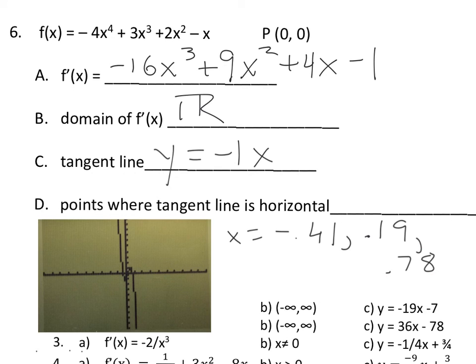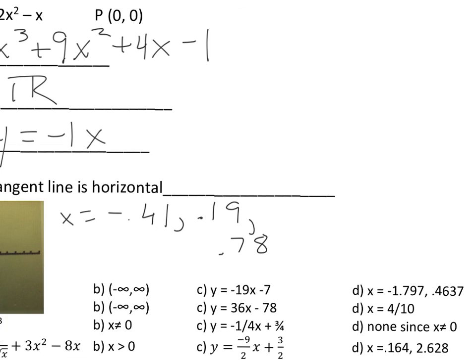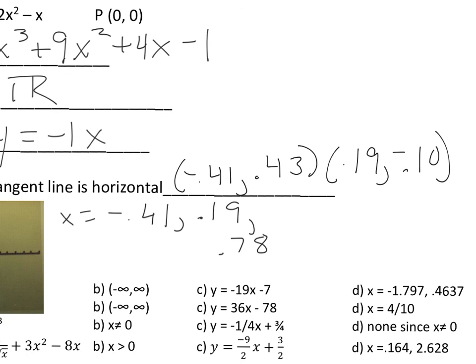So now I'm going to enter the original function into my calculator right here, and I'm going to set my table to ask so I can easily enter these 3 values and have it give me back those y values. Okay, so when I entered -0.41, I got 0.43. When I entered 0.19, I got negative 0.10. These are all rounded to 2 decimal places. And when I entered 0.87, I got 0.38.